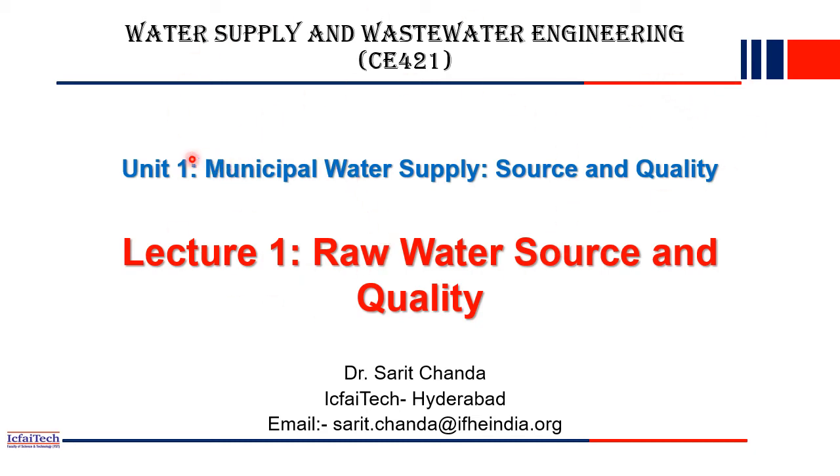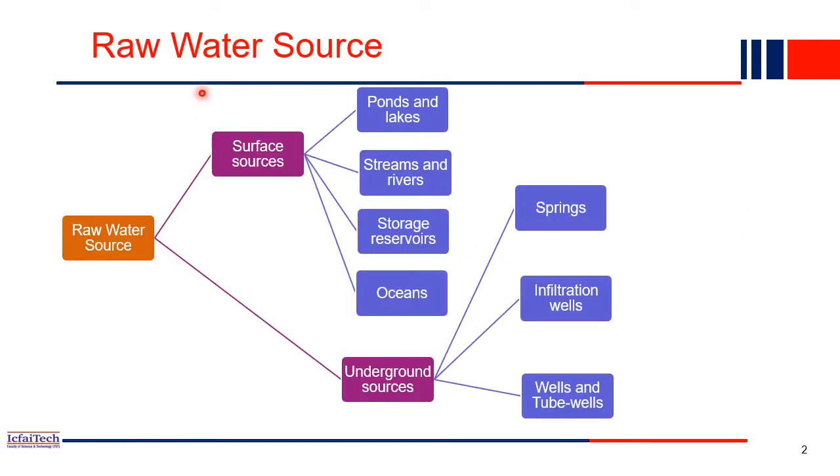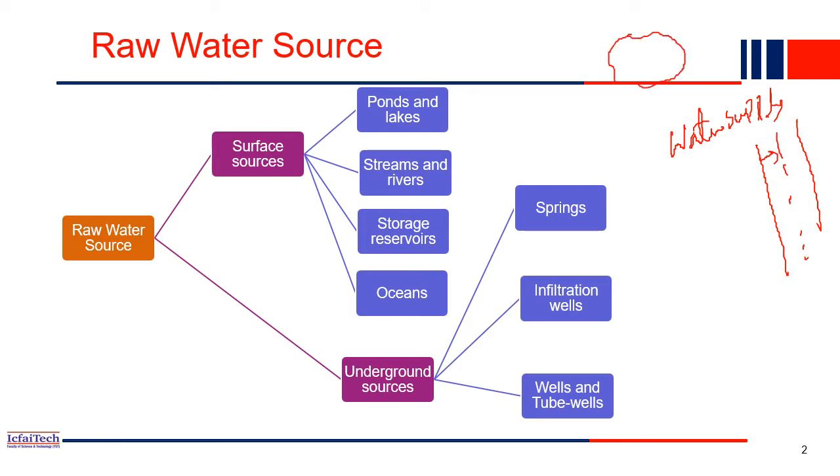Today we'll be starting our first unit of this course, that is municipal water supply, source and quality. This is our first lecture in the first unit, that is raw water source and quality. So let's get started. As I already discussed, in the water supply, somewhere some river will be flowing. Our first job will be to locate the river stream. From a river we can collect the water, or from lakes or big, large ponds, which can also be a source of water.